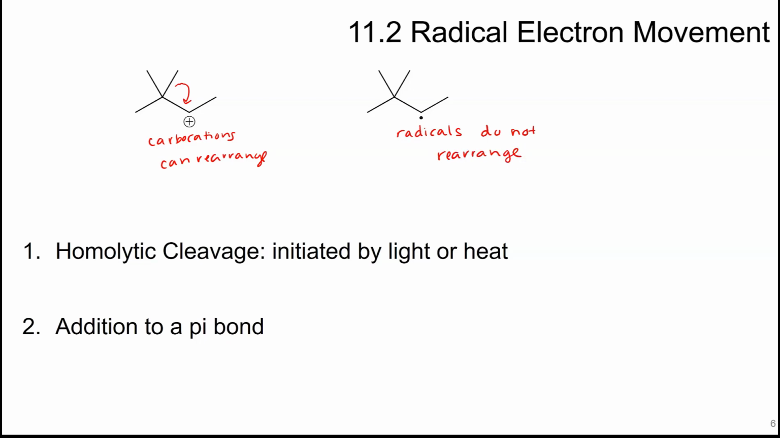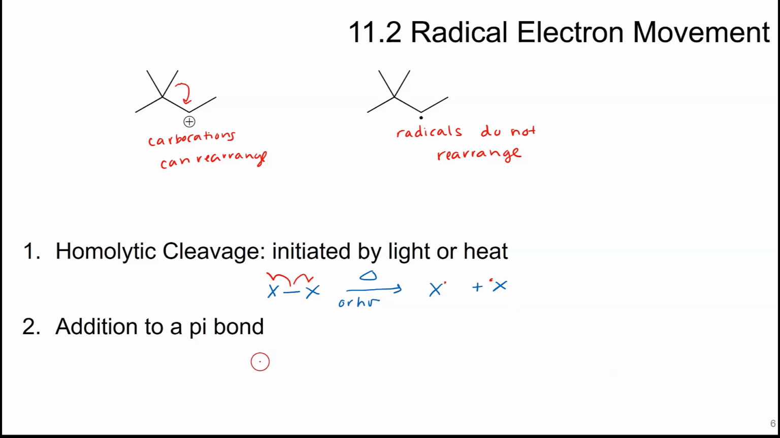So there are different types of cleavage that can occur once radicals are formed. First you get homolytic cleavage, where we have a compound that is reacted with heat or light. One electron goes here, one goes here, and we form a radical on each of those.